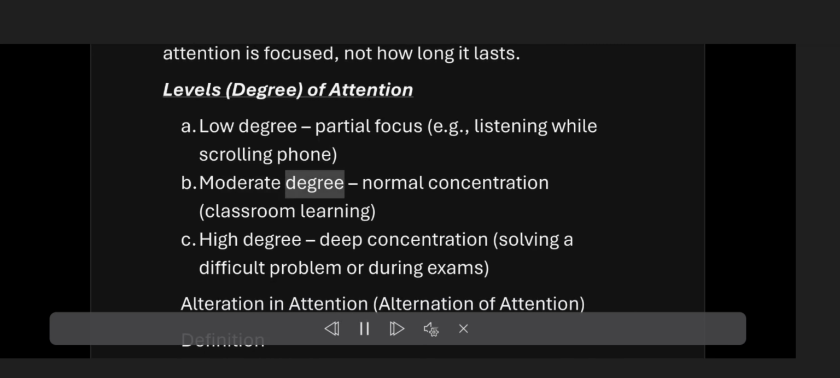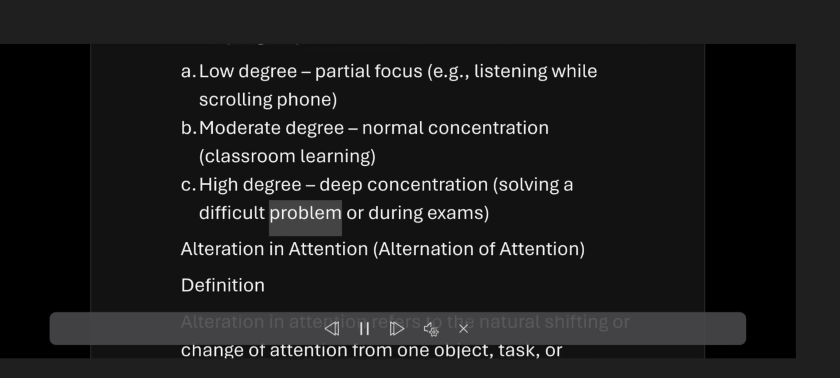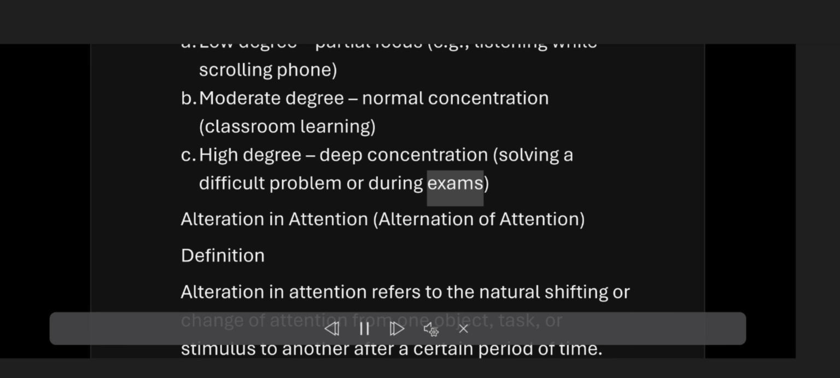Levels, degree of attention. Low degree, partial focus, example, listening while scrolling phone. Moderate degree, normal concentration, classroom learning. High degree, deep concentration, solving a difficult problem or during exams.